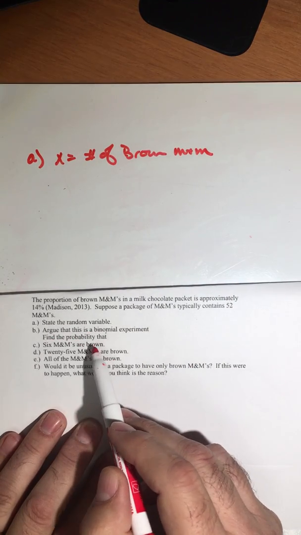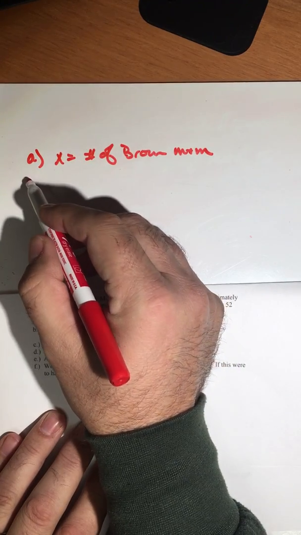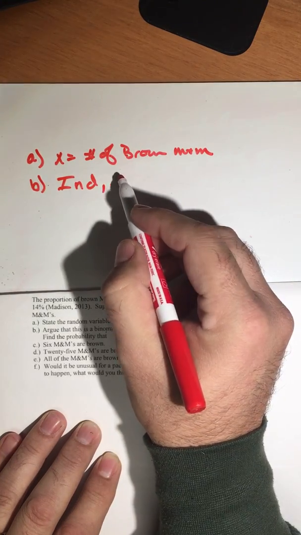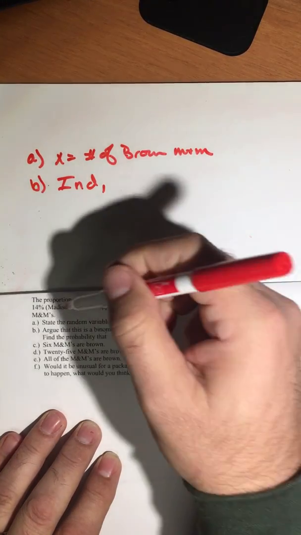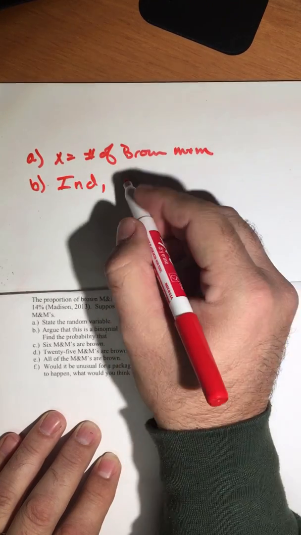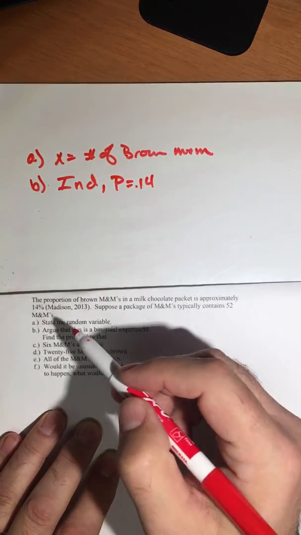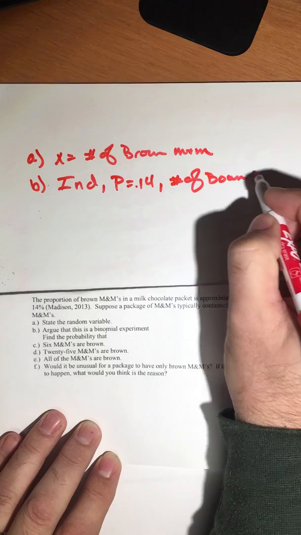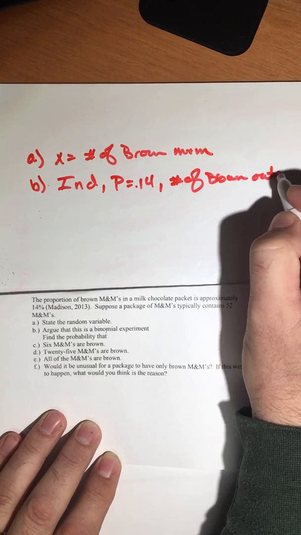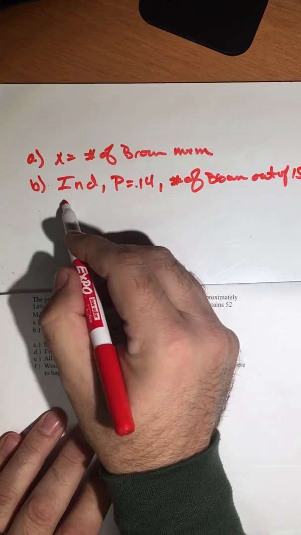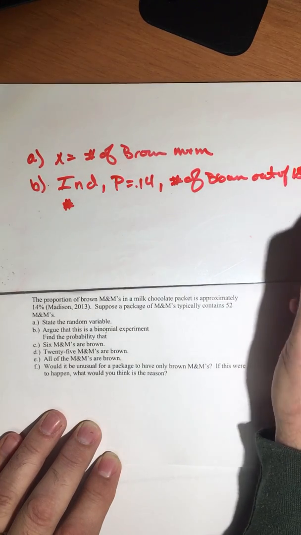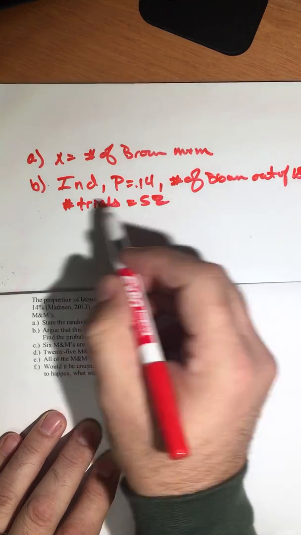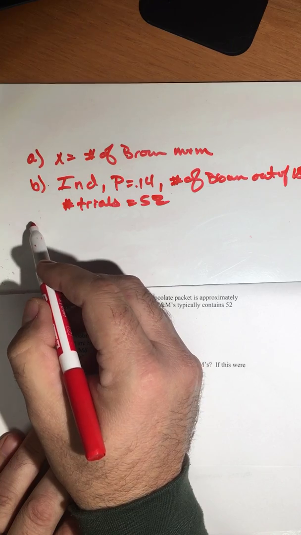Argue that this is a binomial experiment. Okay, so in order to be binomial, again, it has to fit the 4 characteristics. You have to talk about whether it's independent, whether the probability of each M&M being brown is fixed, so p is equal to 0.14. You're counting up the number of browns out of the bag, out of 15. Oh, it's not 15, right? It's 52. And the number of trials can't change. And in this case, it's 52. And so it's a pretty safe assumption that this is, in fact, a binomial.